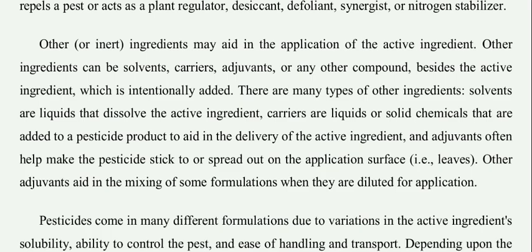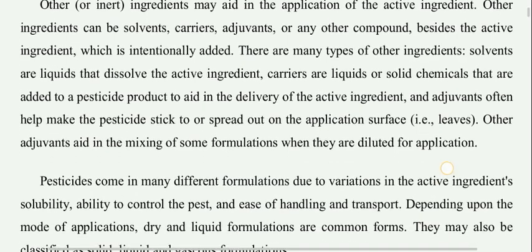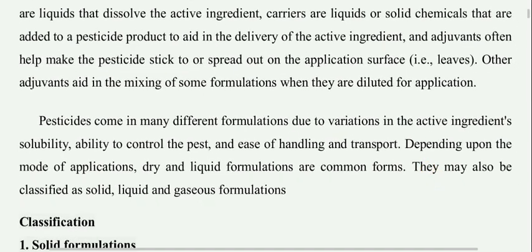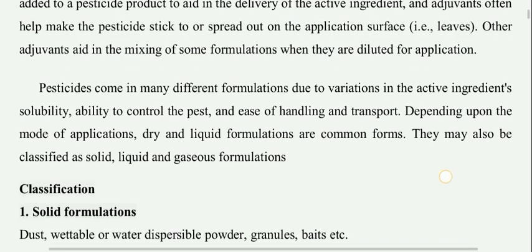There are many types of other ingredients, like solvents, which are liquids that dissolve the active ingredient. Carriers are solid chemicals that are added to a pesticide product to aid in the delivery of the active ingredient, and adjuvants often help make the pesticide stick to or spread out on the application surface like leaves. Other adjuvants aid in the mixing of some formulations when they are diluted for application.